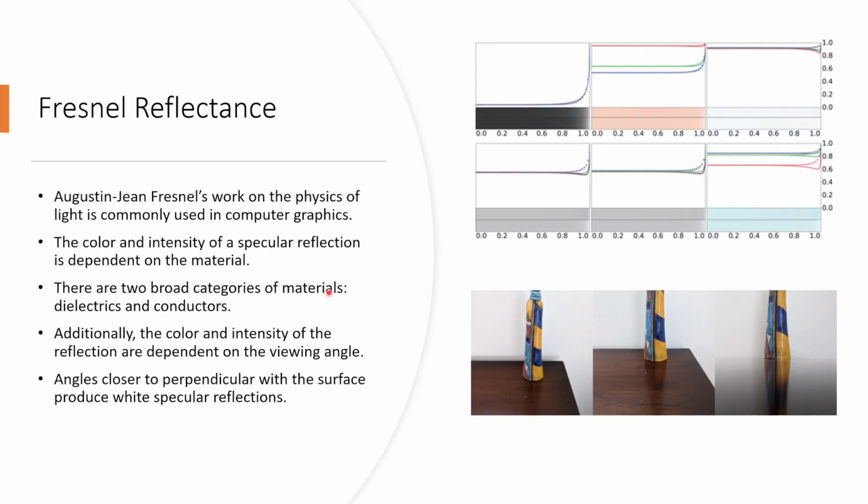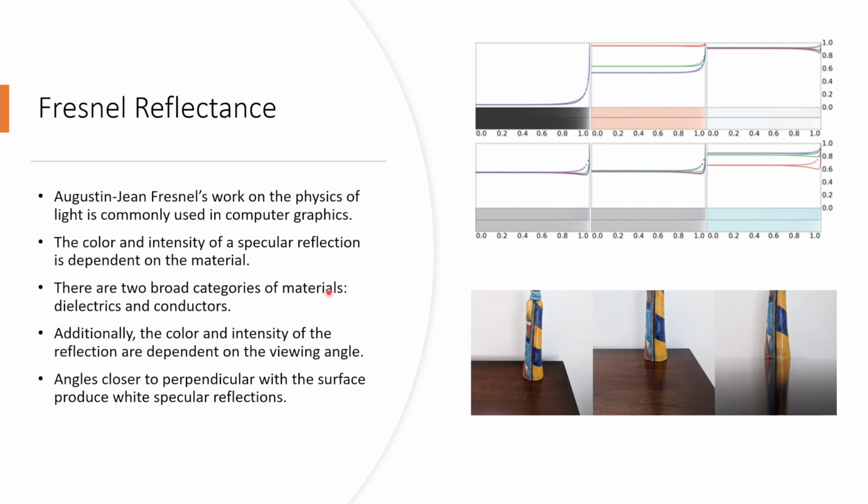In addition, there's another major phenomenon called Fresnel reflectance. Augustin Jean Fresnel, I don't speak French, I'm sure I butchered that pronunciation, was a physicist who discovered some interesting properties of light. Mainly that the specular reflection has a color component to it.